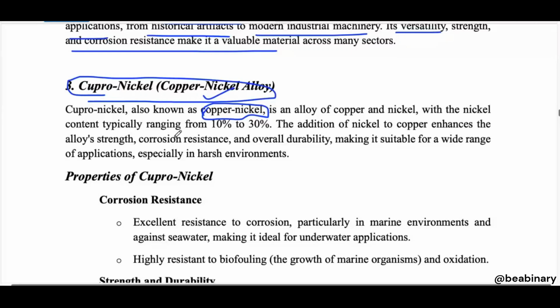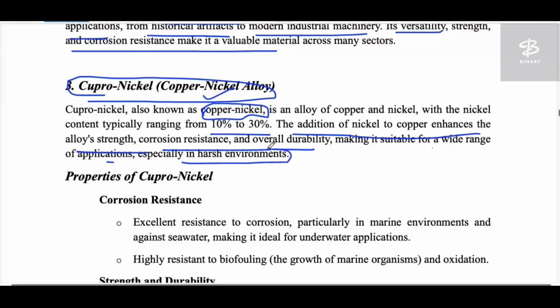So here, the percentage of the nickel in the copper is only 10 to 30%, so minimum 10% and maximum 30%. The addition of nickel to the copper enhances the alloy's strength, corrosion resistance, and overall durability, making it suitable for a wide range of applications, especially in harsh environments.